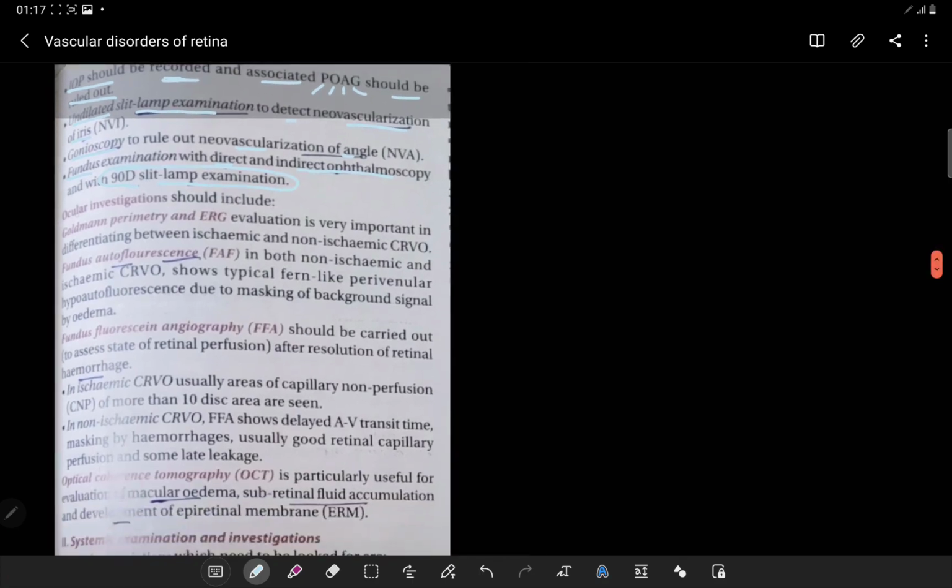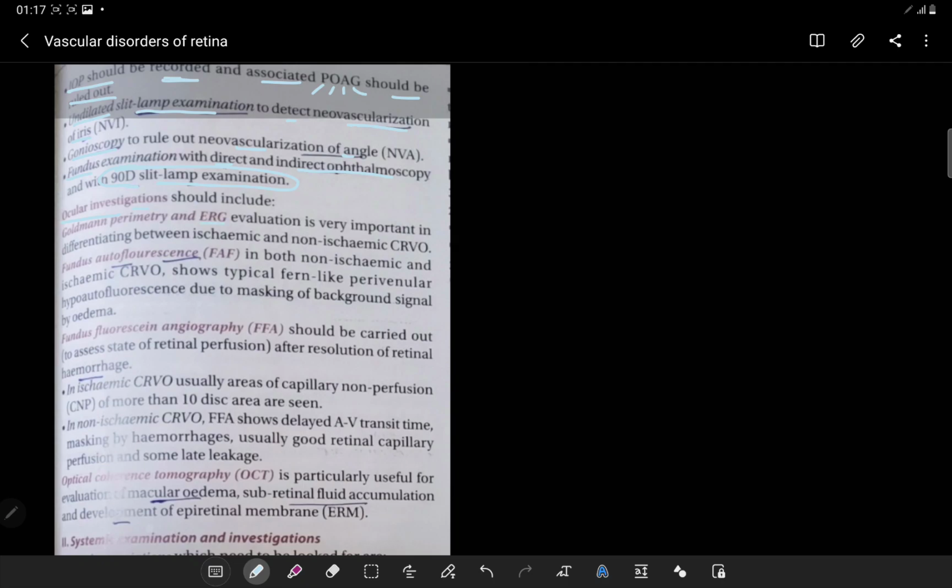We go with fundus examination with direct and indirect ophthalmoscopy, and with the 90D slit lamp examination. And we have other ocular investigations, like Goldmann perimetry for measuring the visual field.